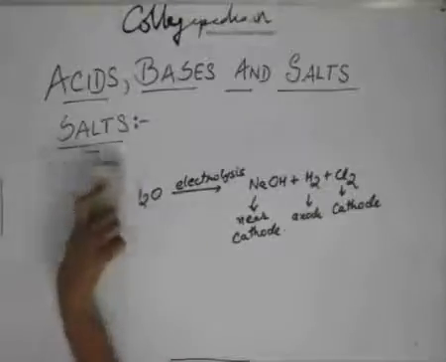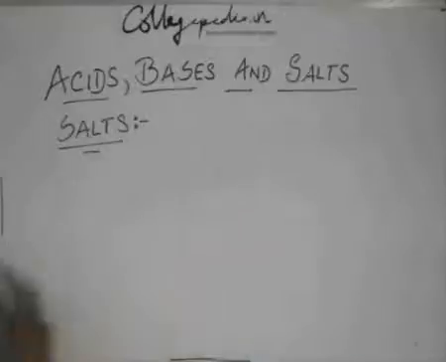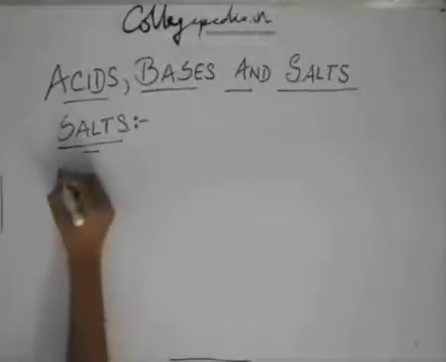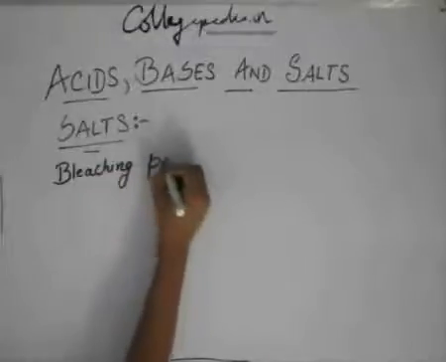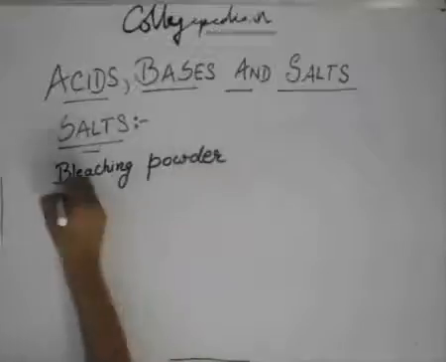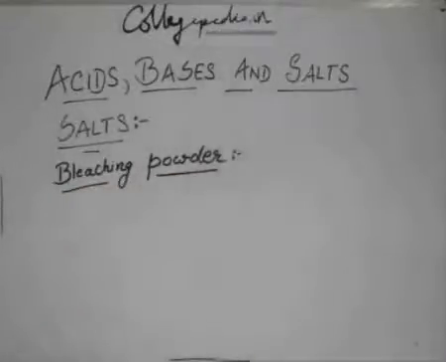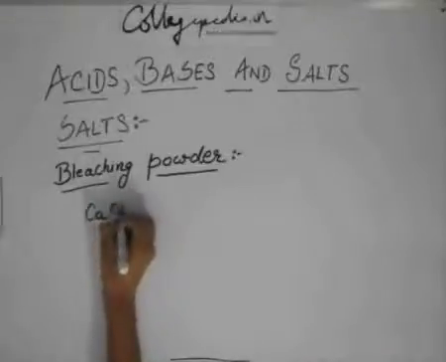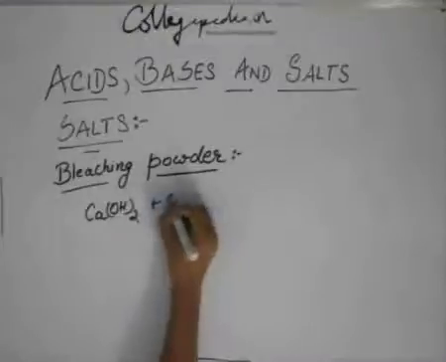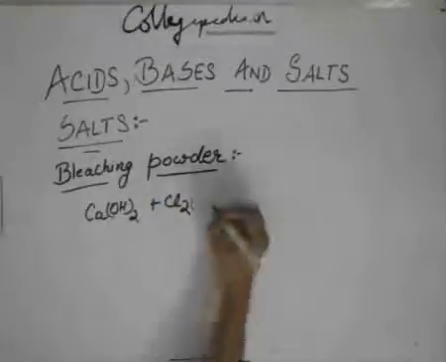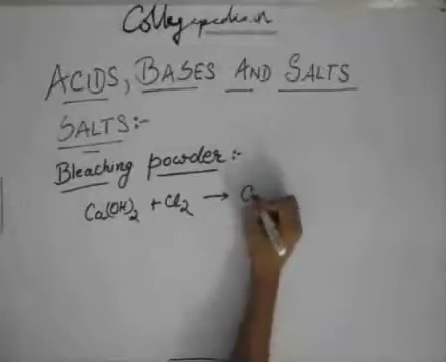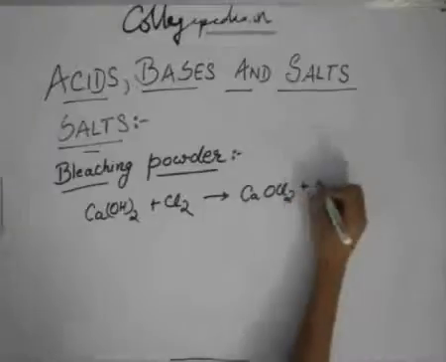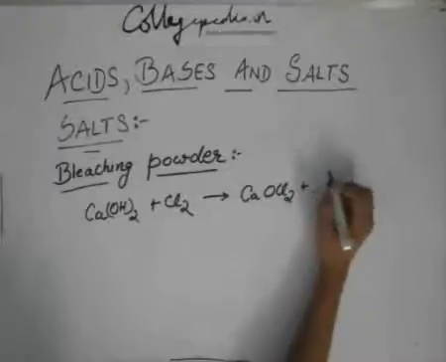Now let us see what is bleaching powder. Bleaching powder is nothing but calcium hydroxide reacted with chlorine gas. So this will produce CaOCl2 plus, what else will it give? H2O.